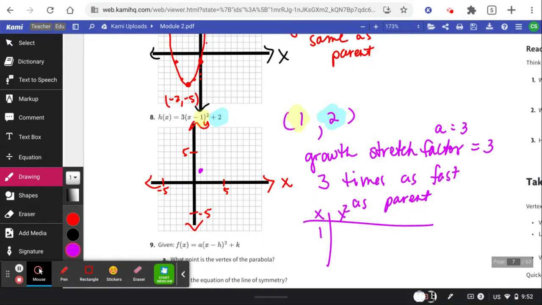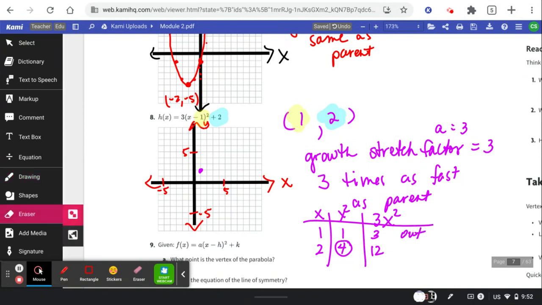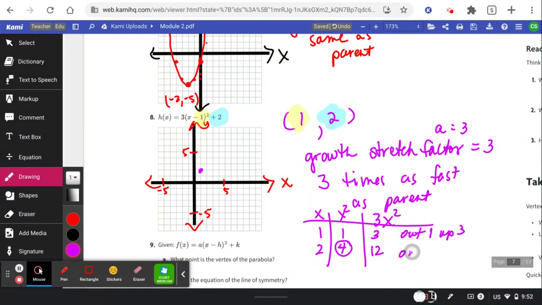So normally it goes out 1, up 1 in the normal parent. So what would 3 times as fast be? Out 1, up 3. Out 2 is normally up 4. 3 times that normal 4, 3 times 4, would be up 12. So we're now going to go out 1, up 3, and we're going to go out 2, up 12. 3 times as fast as the normal parent.